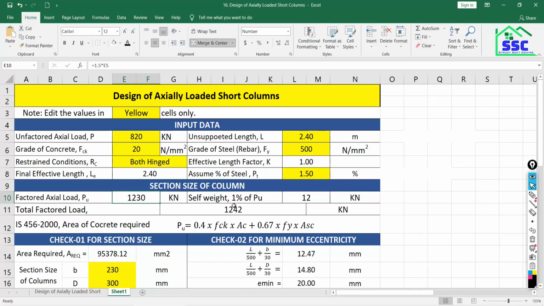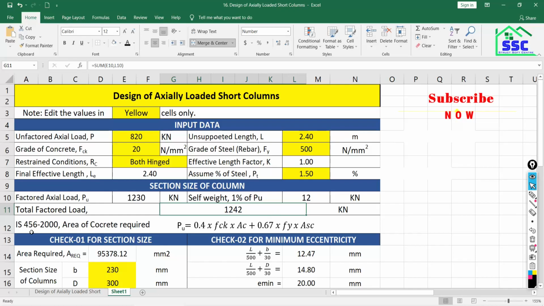Now some self weight of the column we also have to add to this value. Self weight of the column I am going to consider as 1% of this value, which becomes approximately 12 kilonewton. So the total factored load for which we have to design our column is 1242 kilonewton.